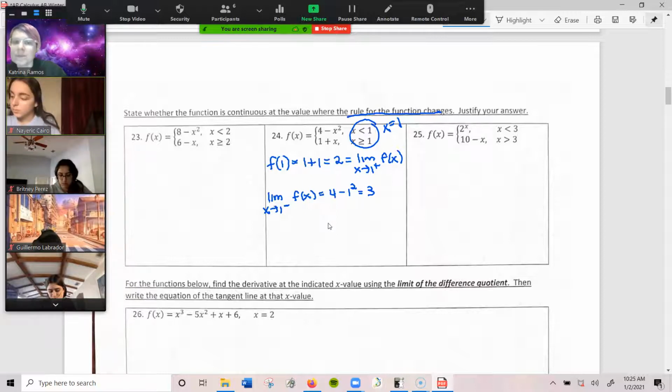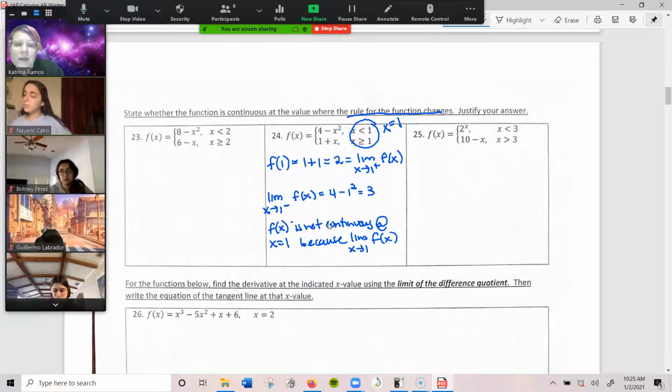So because the limit from the left does not equal the limit from the right, that means the general limit does not exist. So I don't have to continue anything anymore. We would say that f of x is not continuous at x equals 1, because the limit as x is approaching 1 of f of x does not exist.